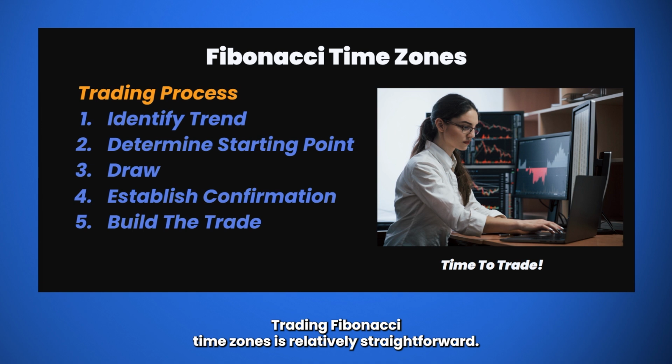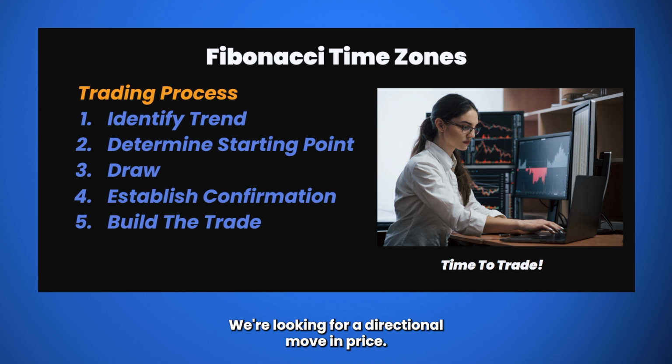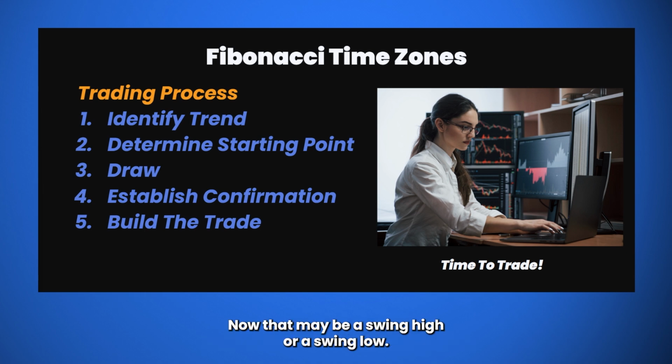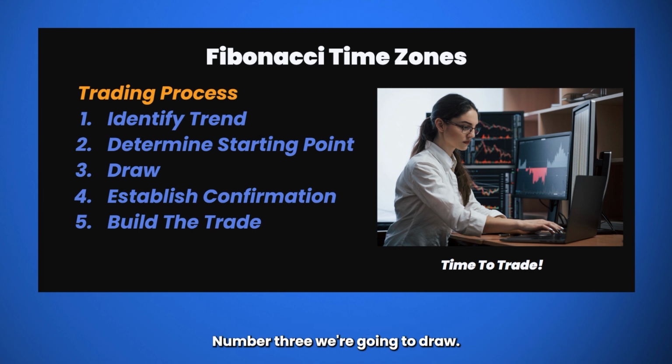Trading Fibonacci time zones is relatively straightforward. We have a simple 5-step process. The first step is to identify the trend. We're looking for a directional move in price. Second, determine the starting point. Now, that may be a swing high or a swing low, and that essentially is going to be related to your trend. Number 3, we're going to draw.